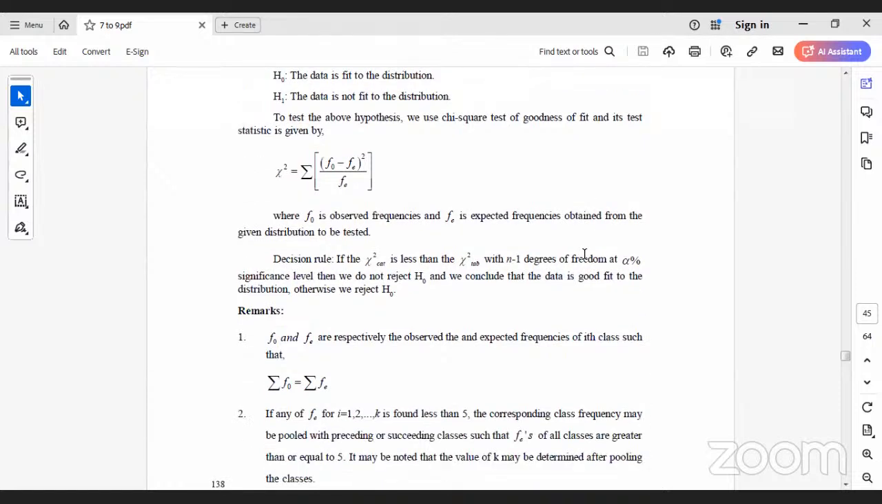Decision rule: if the chi-square calculated value is less than the chi-square tabulated value with n − 1 degrees of freedom at α percent significance level, then we do not reject H0, and we conclude that the data is a good fit to the distribution. Otherwise, we reject H0.